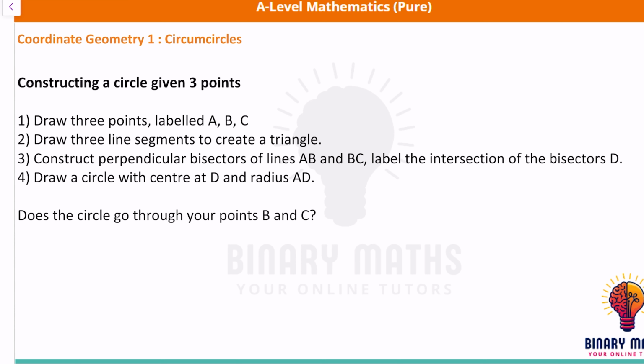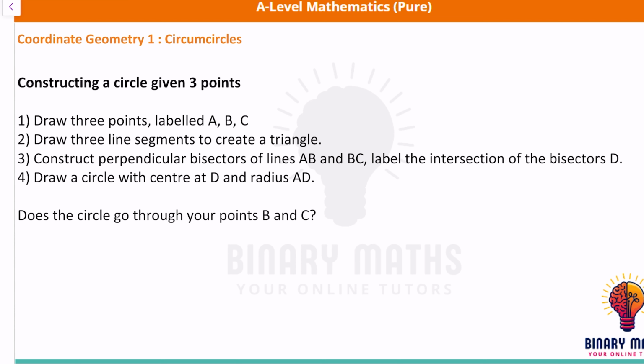So you need to draw 3 points first, label A, B, C. Draw 3 line segments to create a triangle. Then construct perpendicular bisectors using your GCSE knowledge of lines AB and BC and label the intersection of the bisectors D. Draw a circle with centre at D and radius AD. And what I want you to check is, does this circle go through points B and C?